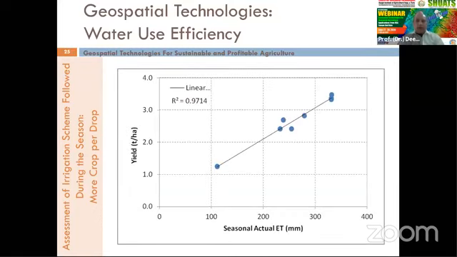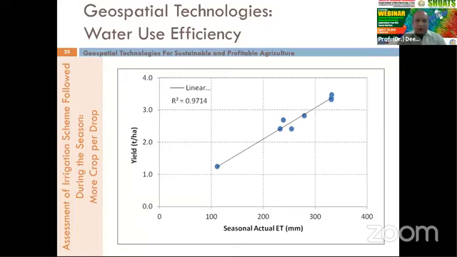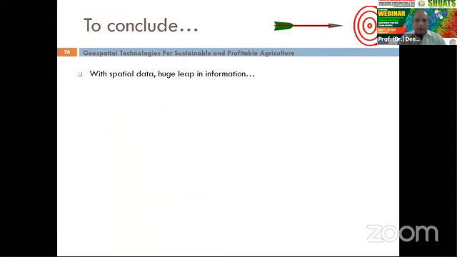When we do our regression for these 8 subdivisions of Allahabad district between the average yield and the total ET of the season, we can see a high correlation between the two, which again tells us that yield is related to ET, or water used by crops, up to a certain limit.